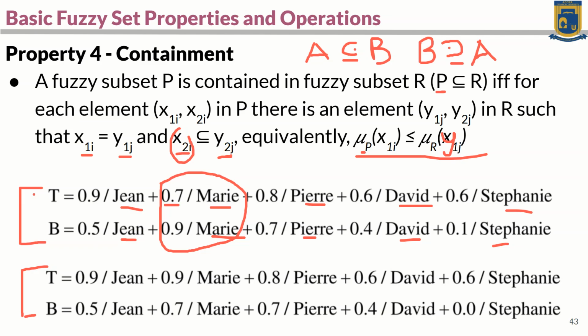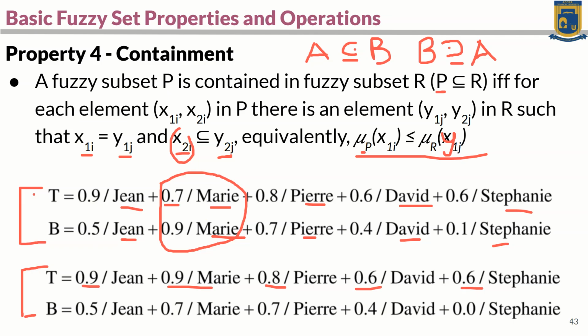But T contains B. All right, so T contains B. That is correct, because if you look at it, the members are the same, and if you look at T, all its membership values are greater than that of B. So we say T contains B, or B is contained in T. All right, so that is it for the containment. Any question before I proceed?